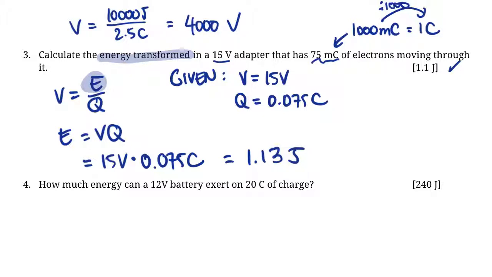Basically, that's the amount of energy that would be pushing those 75 millicoulombs through that conductor.